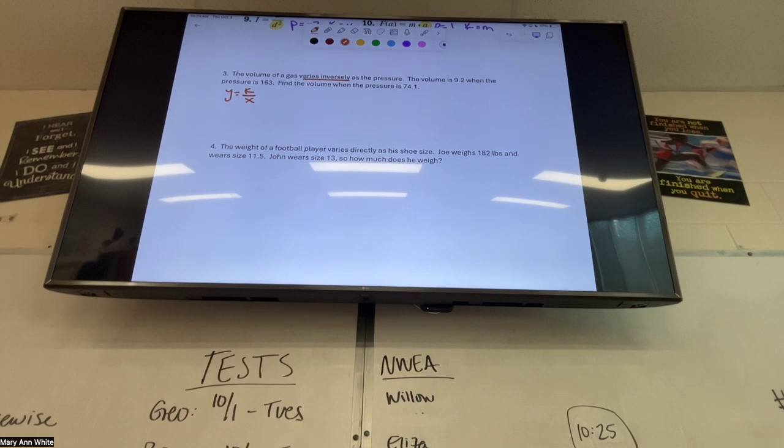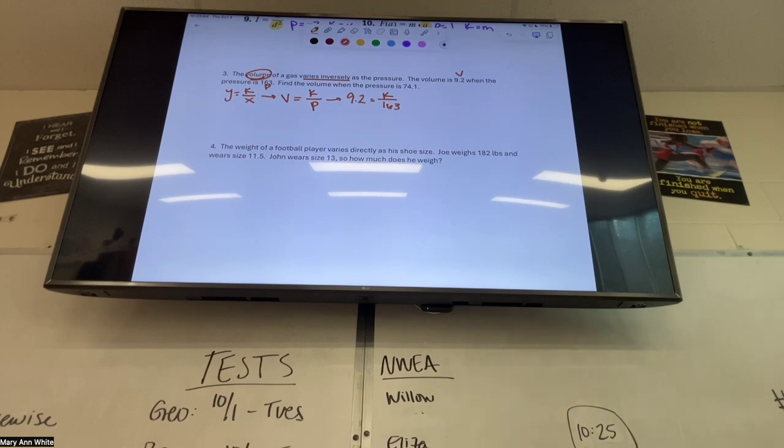What's my Y here? Y is going to be volume. And then K, we don't know, which makes X what? Give me a word. Pressure. Pressure. Good. So I want us to do the first sentence to get my equation. I don't want to plug in too many numbers too fast because I'm going to get confused. Now I'm going to do my second sentence, and that's going to help me do K. So now we can plug in 9.2 for volume and 163 for pressure. So I have 9.2 equals K over 163.